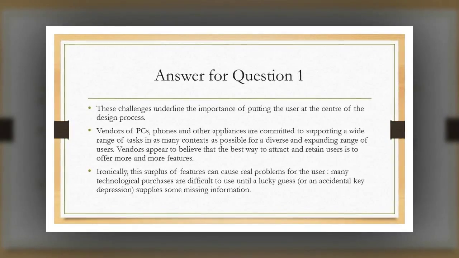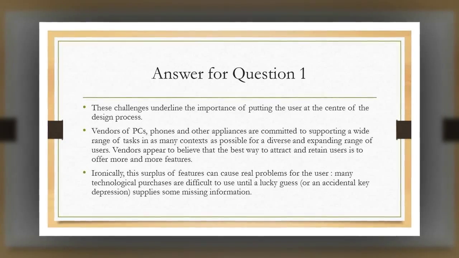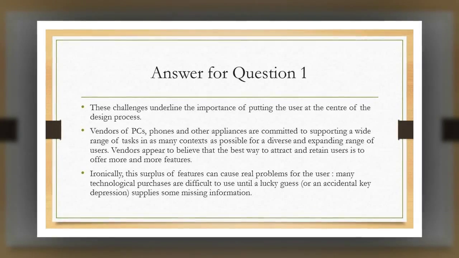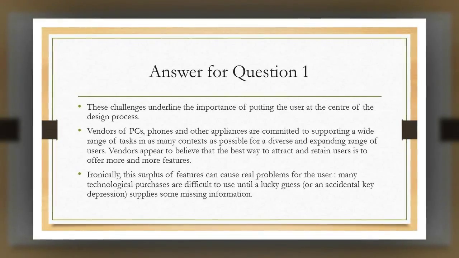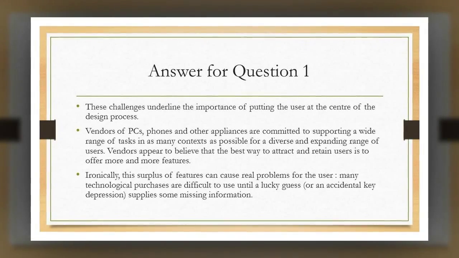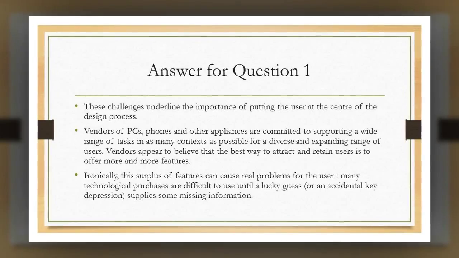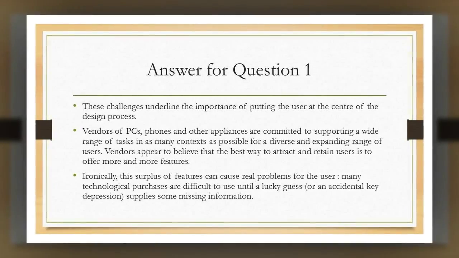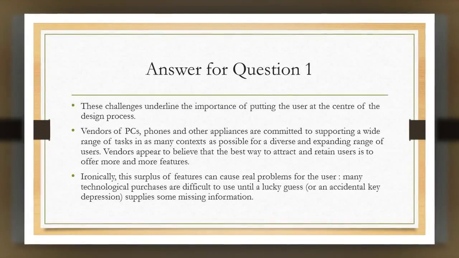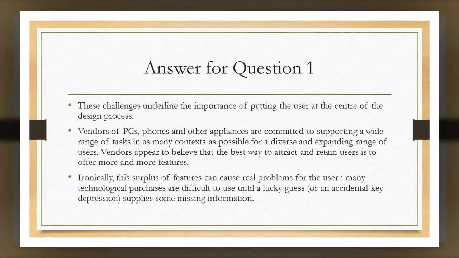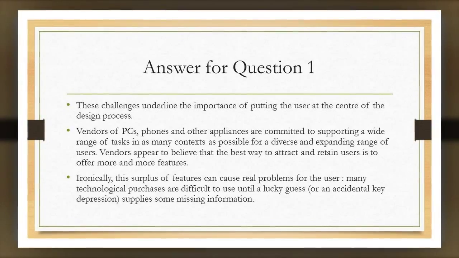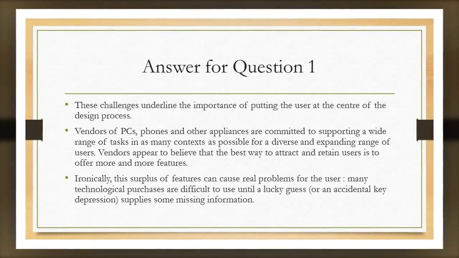Vendors appear to believe that the best way to attract and retain users is to offer more and more features. Ironically, this surplus of features can cause real problems for the user. Many technological purchases are difficult to use until a lucky guess, or an accidental key depression, supplies some missing information.